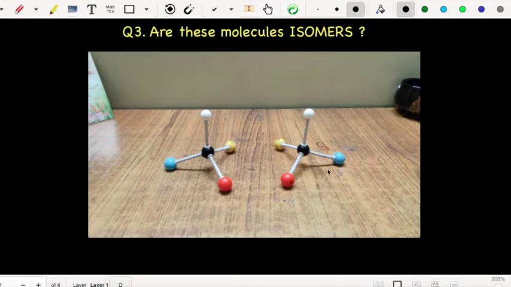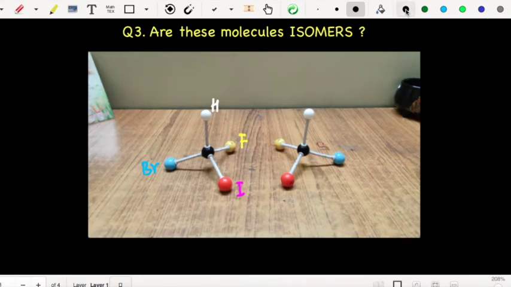Let us take one final example. Do you think that these two molecules are isomers of each other? Well, let us analyze. Let me label my atoms. This is a hydrogen atom. Let the blue one be the bromine atom. Let the red one be an iodine atom, while the yellow one, let it be a fluorine atom.